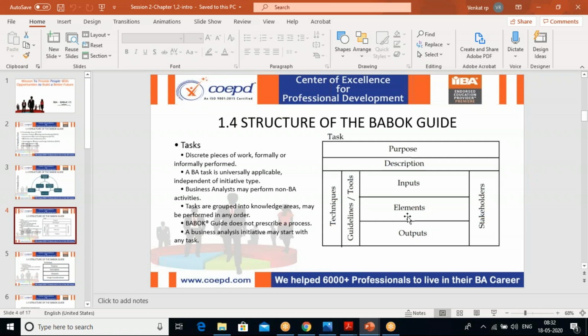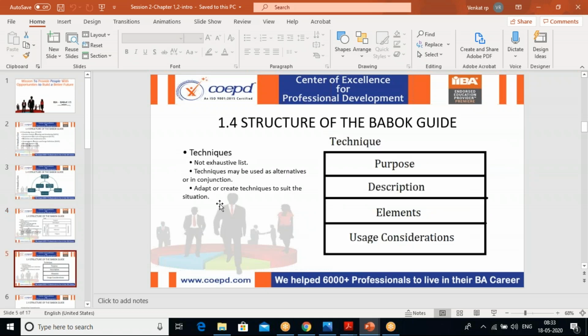Elements can be the process. Okay, and we will do this particular task using some techniques, some guidelines and tools can be used, and we have the stakeholders involved here. So when we are discussing any task, a task will have this structure: purpose, description, inputs, elements, outputs, stakeholders, and guidelines and techniques. So when we discuss any task, this will be the case. And a collection of tasks, we call it a knowledge area.